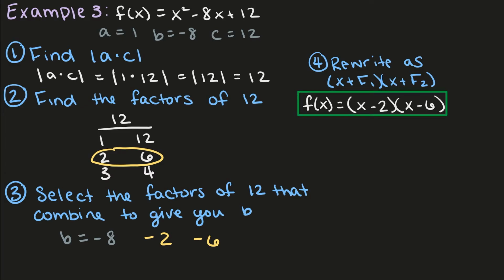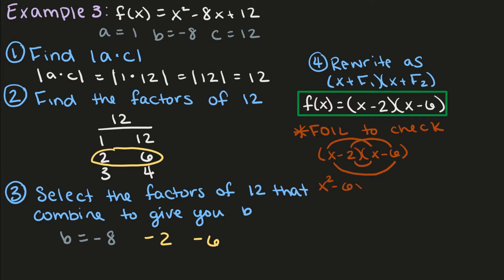To check to make sure we have the correct factors, we can FOIL our binomials. FOILing gives us x squared minus 6x minus 2x plus 12, which is equal to x squared minus 8x plus 12, which is what we started with, so our factors are correct. Let's look at some more examples, this time with our a term greater than 1.